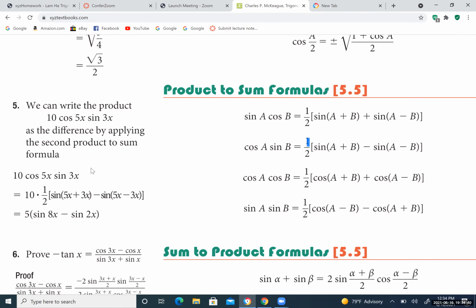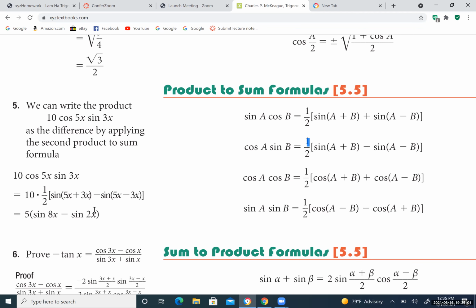So you add like terms: 5x plus 3x is 8x, and minus sine of 5x minus 3x, like terms again, you can subtract, and you got this value. Okay, so right here they stop. Sometimes they want you to expand it more, but I think it's not necessary.